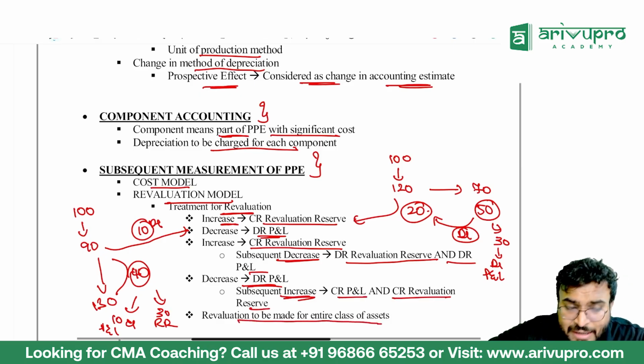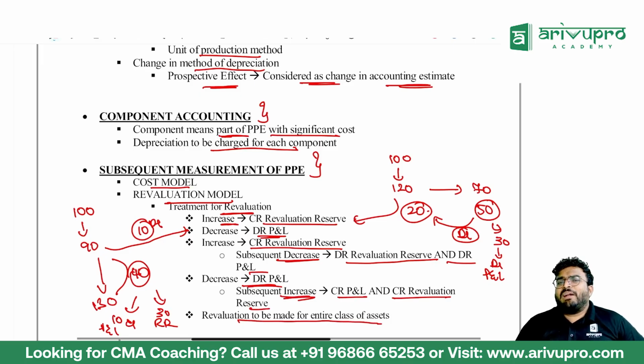Revaluation is to be made for the entire class of assets. Now I have 10 buildings. All 10 buildings should be revalued. I cannot say 2 buildings I'll revalue and 8 buildings I will show at cost. That is not allowed. But if buildings are getting revalued and you want to show machinery at cost, that is allowed. Clear? Yes.